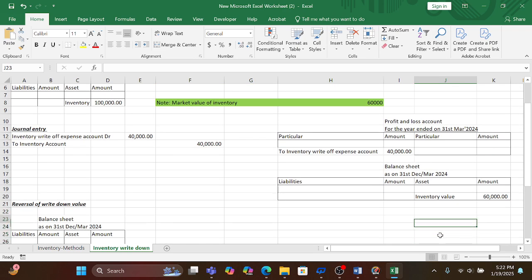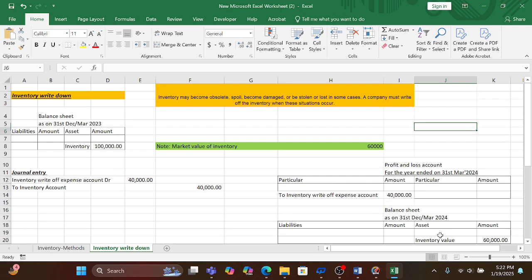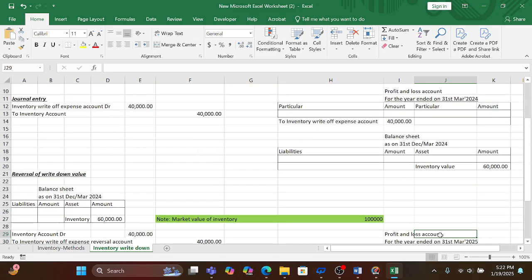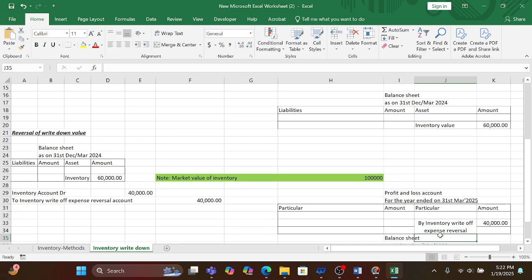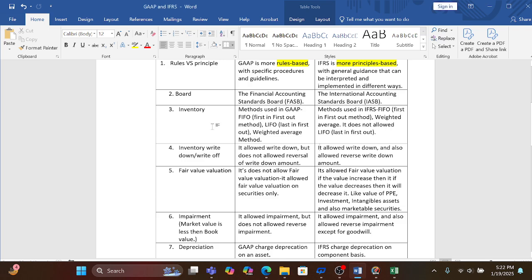The write-off is allowed in GAAP and IFRS, but reversal of that amount is not allowed under GAAP. I have written here that reversal is not allowed, GAAP does not allow the reversal amount. In IFRS, it allows the reversal of that amount.